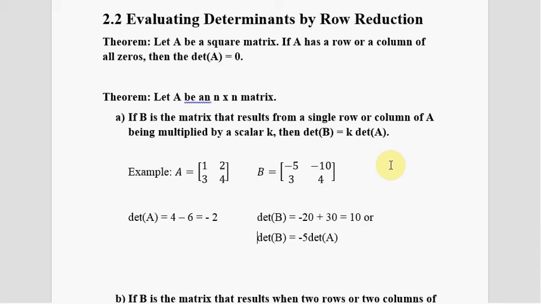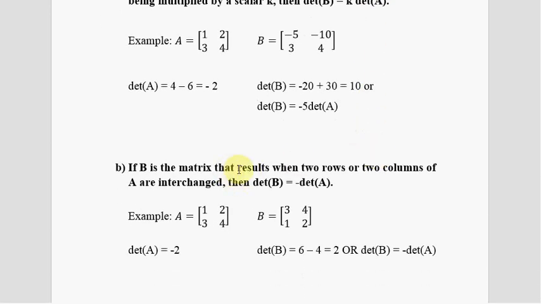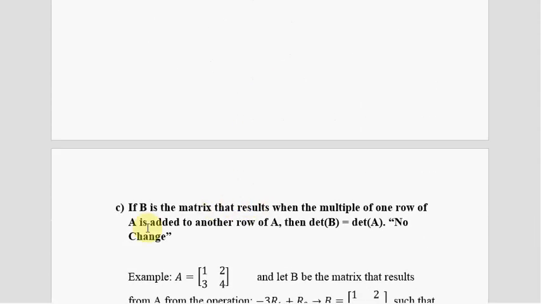The second thing is that if you want to interchange rows, remember in row echelon form, you just interchange the row, right? But for the determinant, if you interchange rows, you negate the determinant. So you got to remember that. Those are only two things. The third aspect of it, if B is the matrix that results when two rows or two columns of A are interchanged, then the determinant is negated.